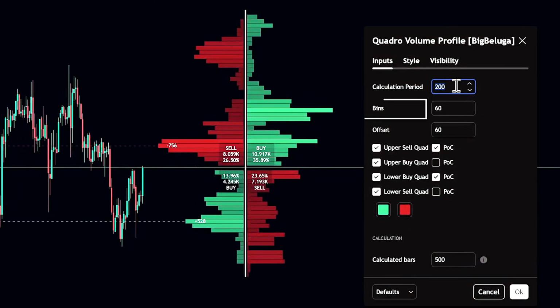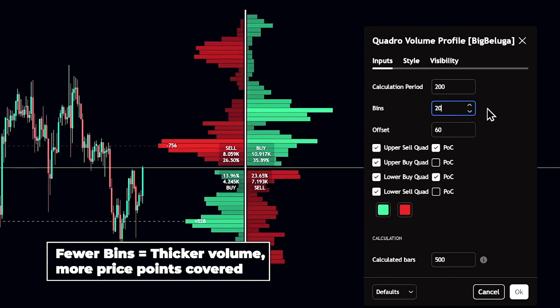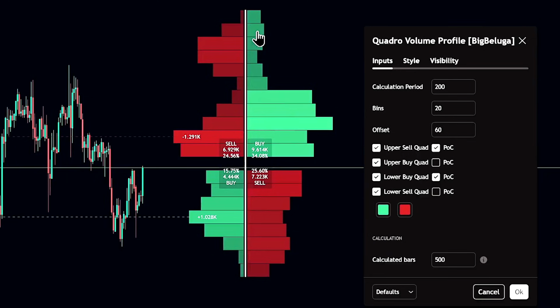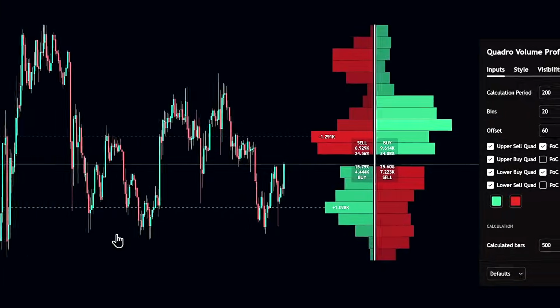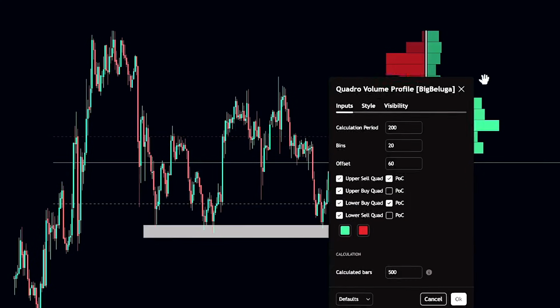Next, we have the bin setting. This controls how detailed the volume distribution is and how wide each volume bar appears. Fewer bins mean thicker bars and cover more price levels. When dealing with volume, we usually don't focus on a single exact price. Instead, we think in terms of zones, just like drawing support and resistance as areas rather than thin lines. Lower bin values cover more price points per bar, which I personally find more useful.